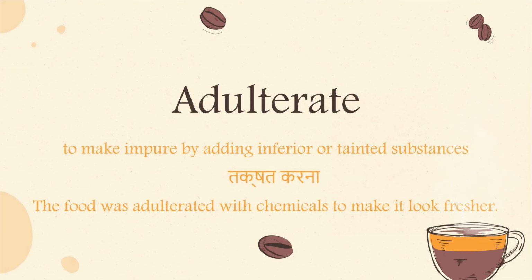The seventh word is adulterate. This means to make impure by adding inferior or tainted substances. An example sentence would be, the food was adulterated with chemicals to make it look fresher.